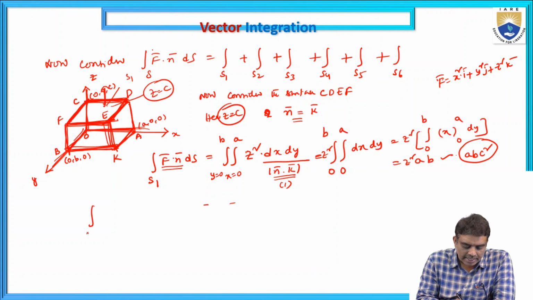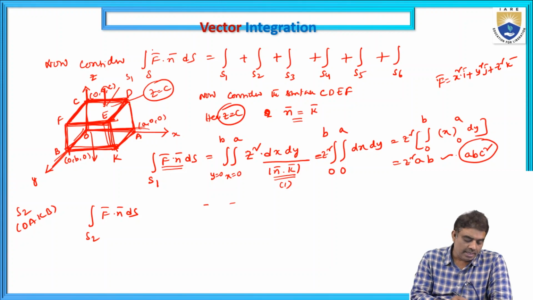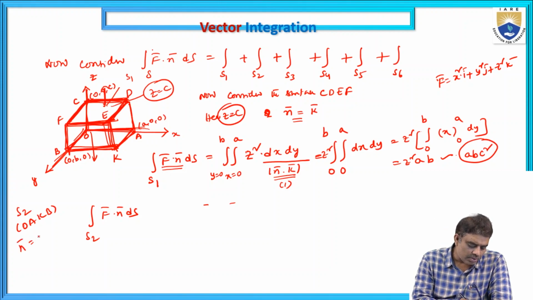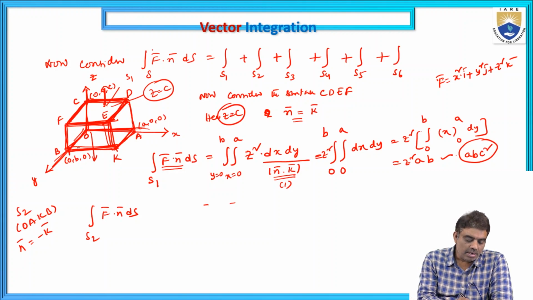Now I want to calculate the integral over S2 of f bar dot n bar ds. So for the surface S2, it is OAKB. The outward normal vector will be in the negative direction of z. So n bar is equal to minus k bar. And what is this xy plane equation? This is z is equal to 0.